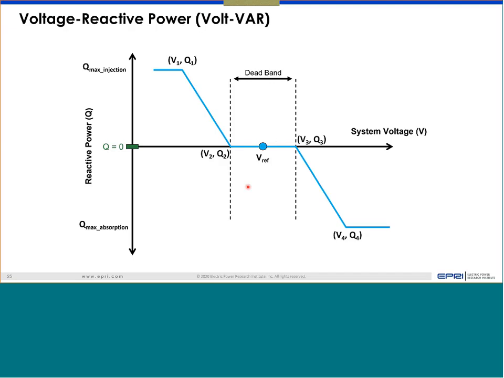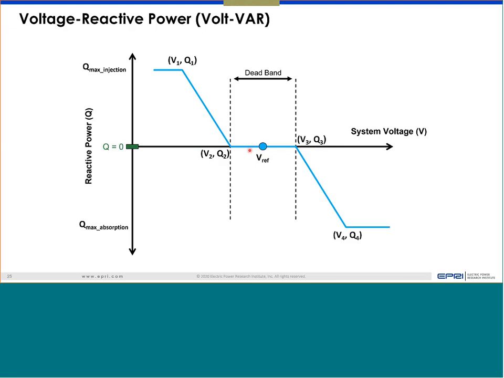So you specify a range where you say voltage variation is fine, I don't need any reactive power support. That is known as the deadband. Typically, V2 and V3 refer to the edges of the deadband. VREF is the center point, you can assume. V2 is the lower end of the deadband, and V3 is the upper end of the deadband.